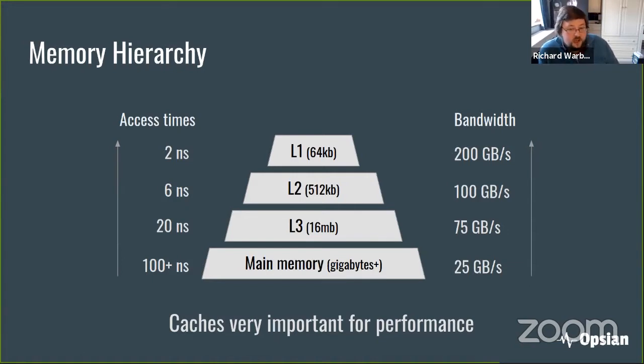But the access times go the other way. So L1 only takes 2 nanoseconds in order to get data into the register in a CPU, whereas main memory may take hundreds of nanoseconds. And similarly with the bandwidth, the rate at which data can be transferred, it's far, far higher at the L1 cache level than it is in main memory. Caches are super, super important for understanding the performance of modern hardware.